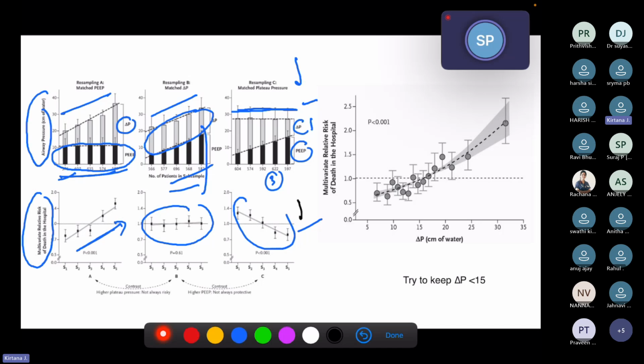So what is the safe value of driving pressure? Again, we do not have studies in normal patients, but when we talk about patients with ARDS, as was seen in this post hoc analysis, where they plotted the driving pressure against mortality, they saw that after the cutoff of 15, the mortality actually increased. Therefore, when we are ventilating our patients, we try to keep our driving pressures to less than 15.